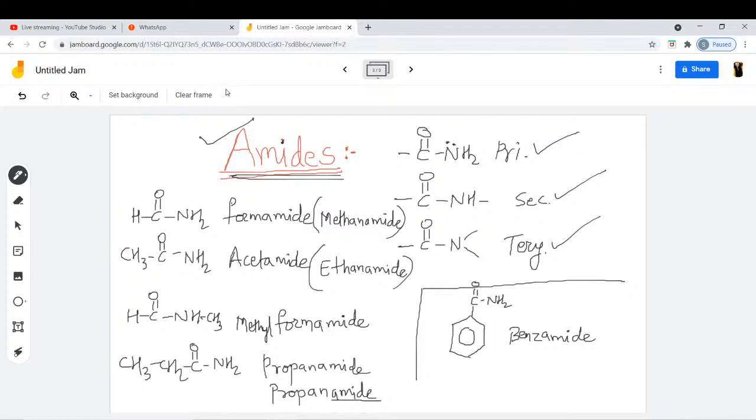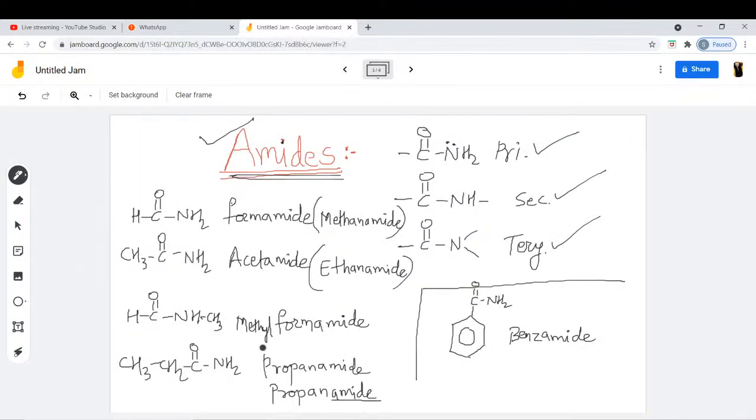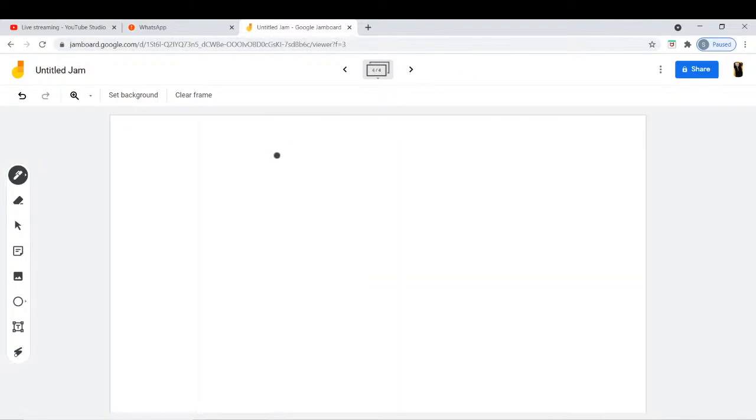Next topic is secondary amides. I already told you, then tertiary amide is also there. Let's talk about the secondary amides. Here is an example of a secondary amide, like methyl formamide. Let's discuss much more according to your syllabus.